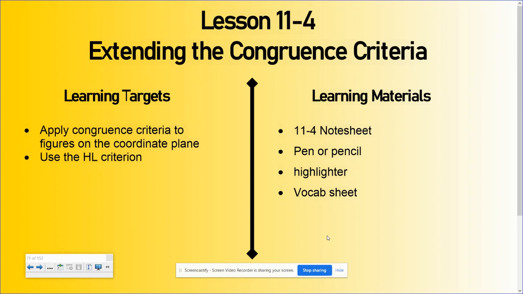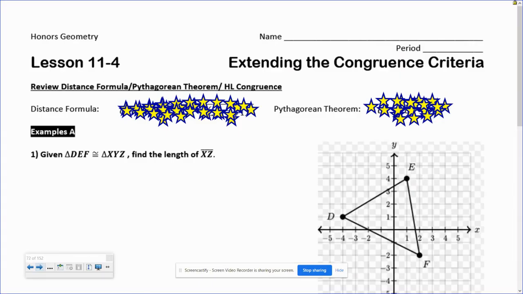I am not using the book again, so I'm going to attach the note sheet in Google Classroom with the assignment. So you can use the note sheet to follow along and something to write with, highlighter, vocab sheet. Let's go ahead and get started here.